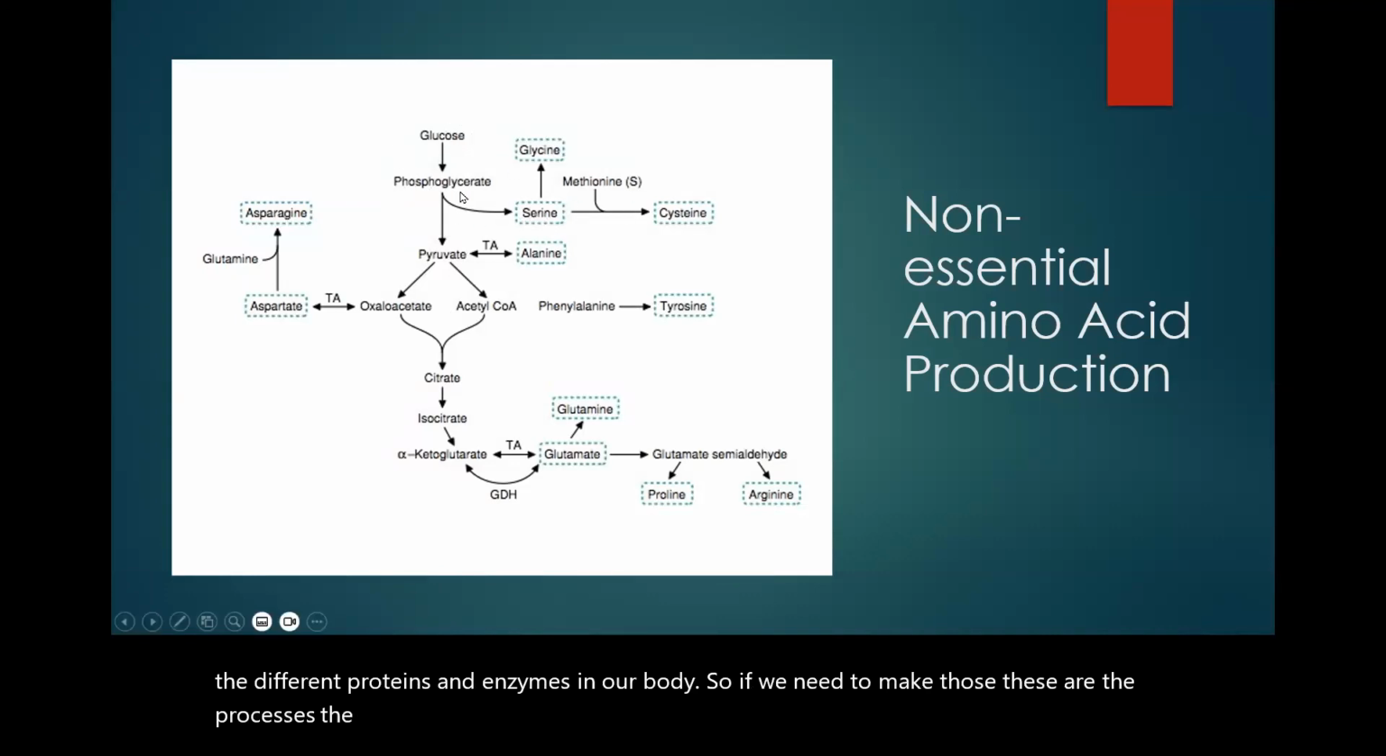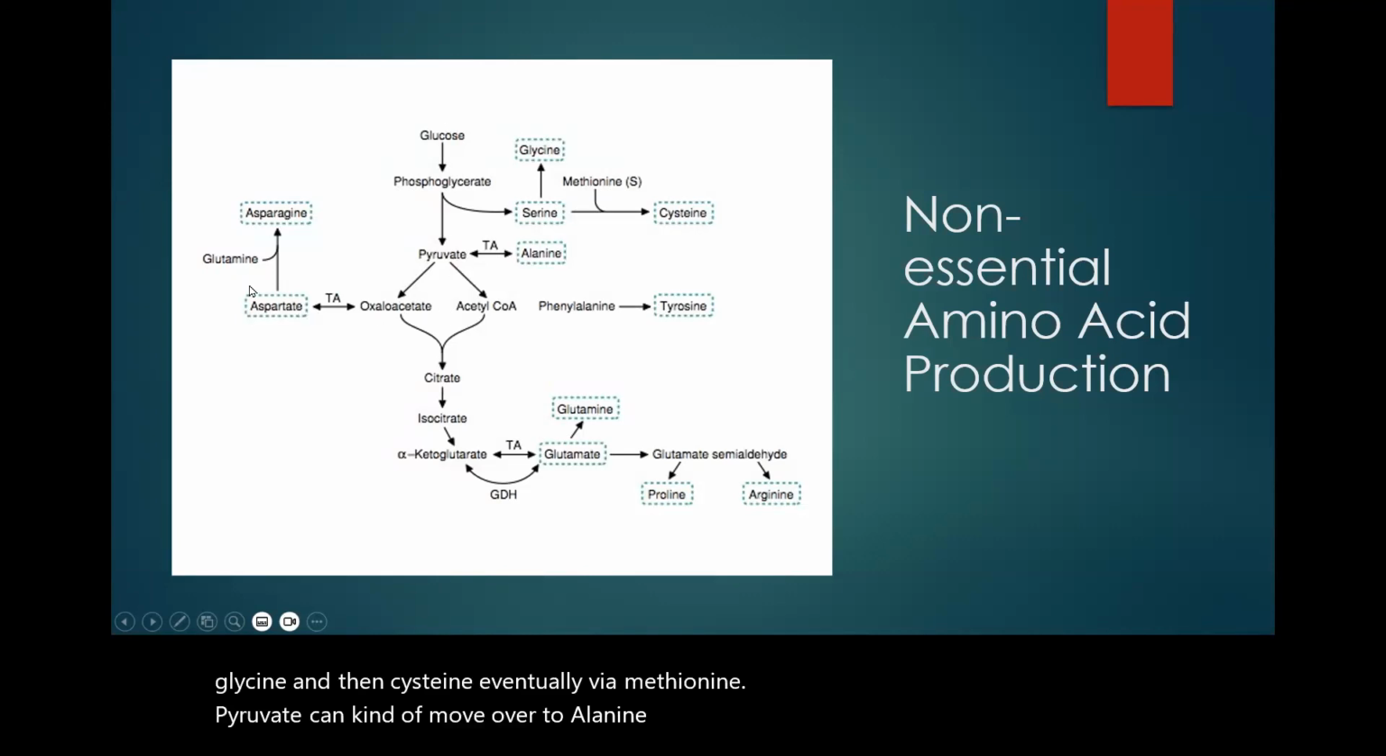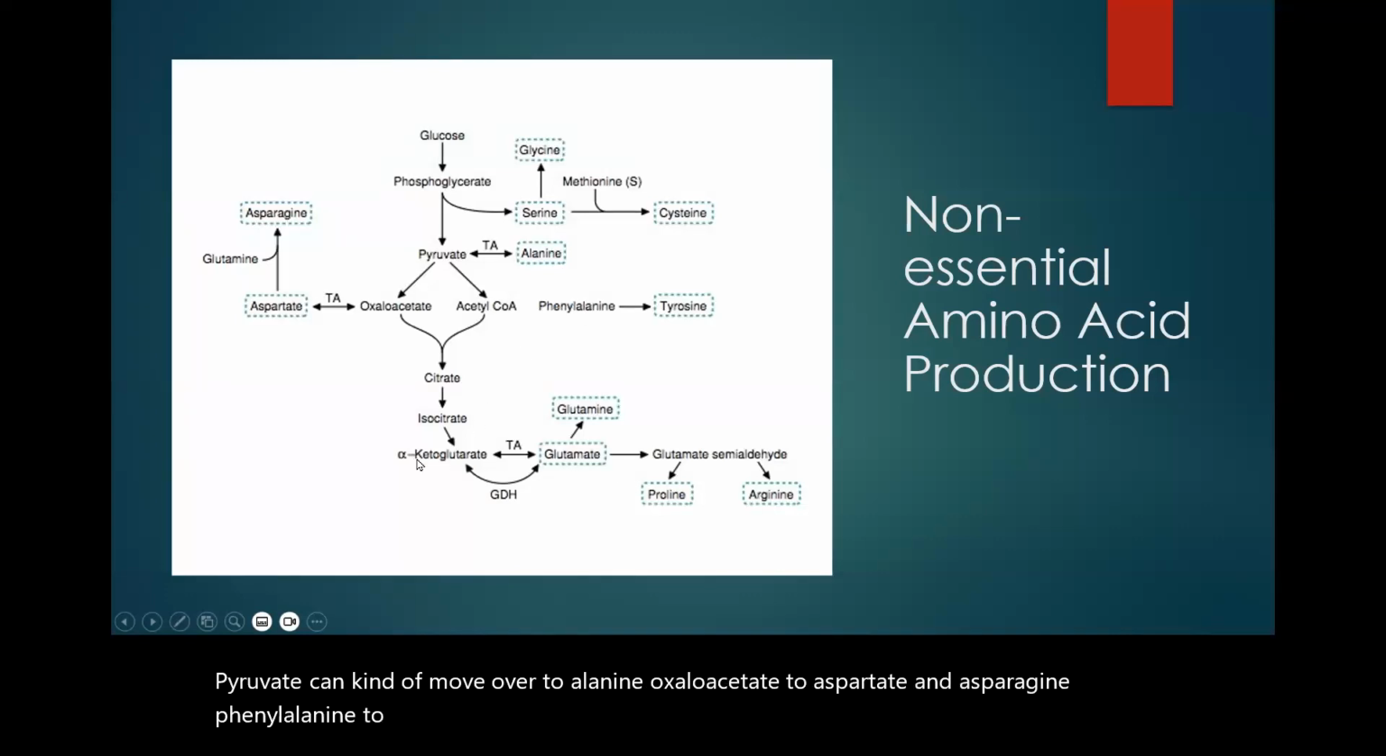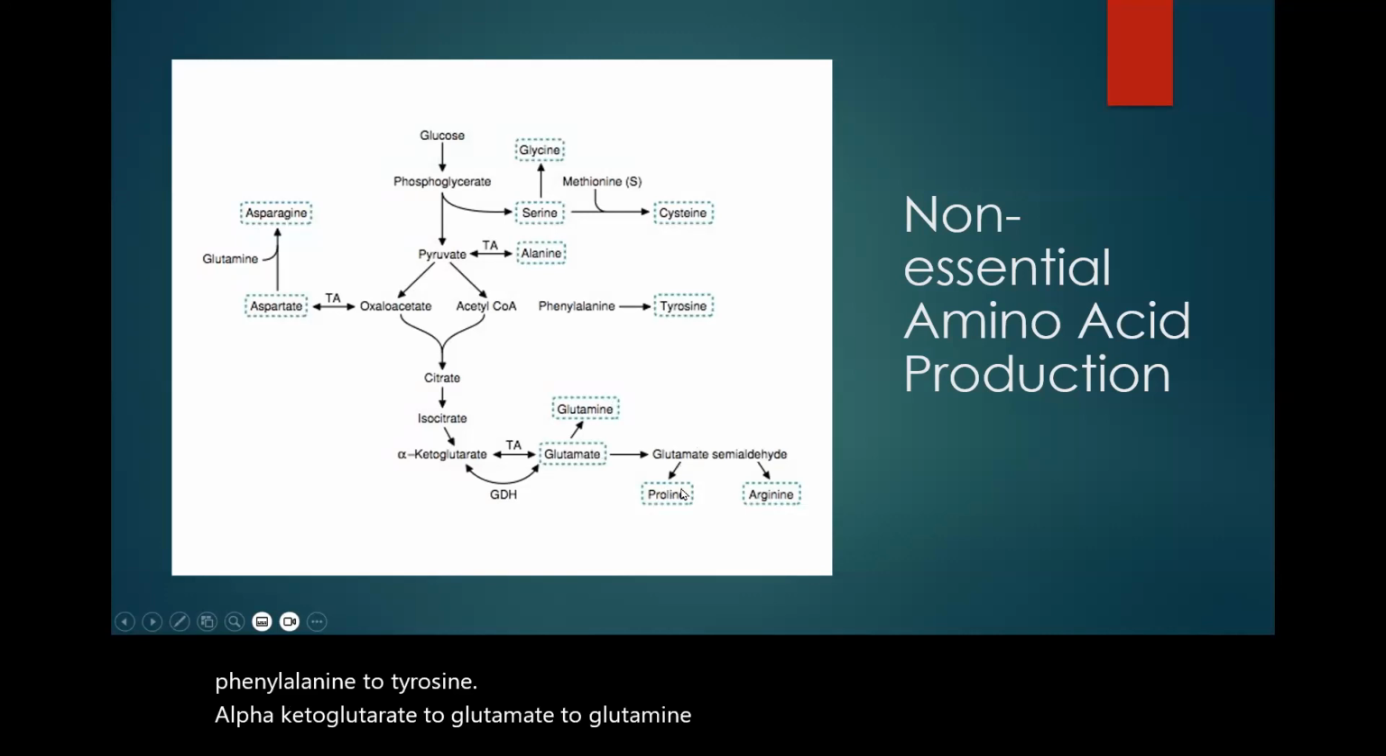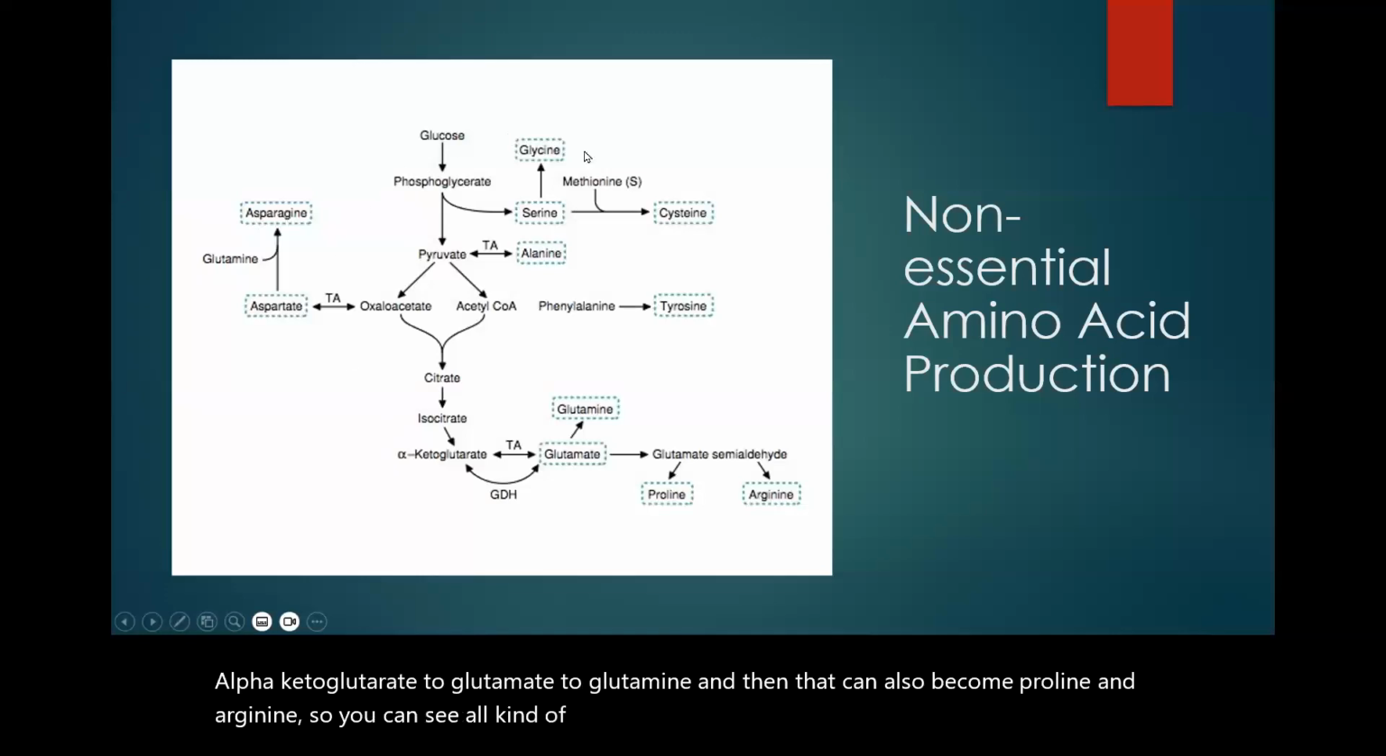So glucose to phosphoglycerate can create serine, glycine, and then cysteine eventually via methionine. Pyruvate can move over to alanine, oxaloacetate to aspartate and asparagine, phenylalanine to tyrosine, alpha-ketoglutarate to glutamate to glutamine, and then that can also become proline and arginine. So you can see how they fit into these different processes.